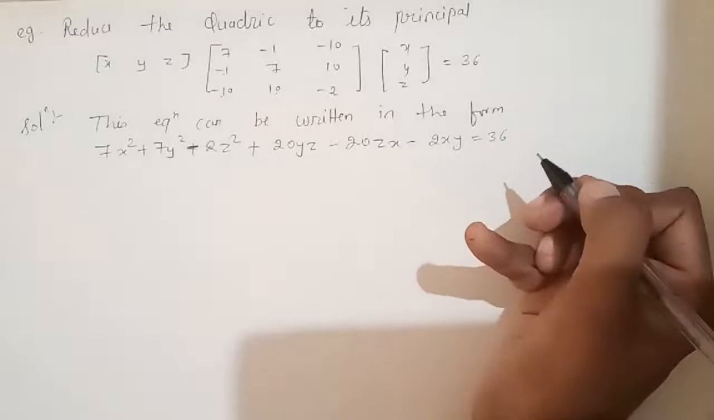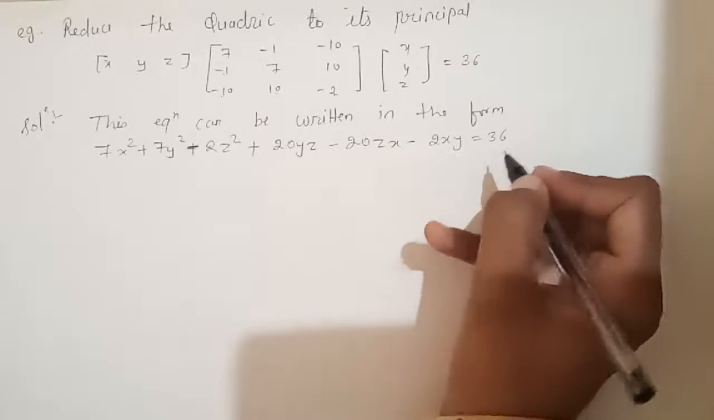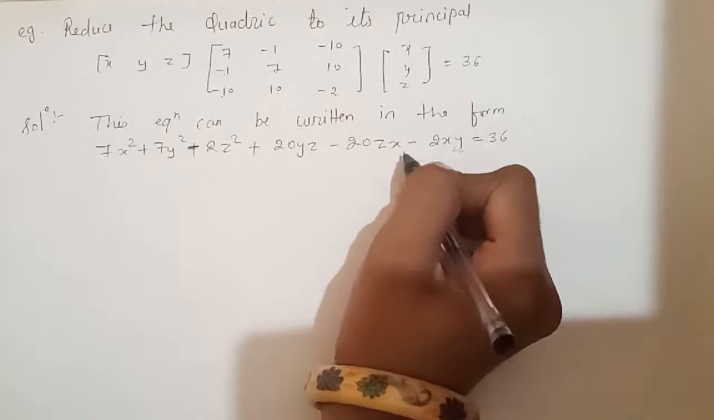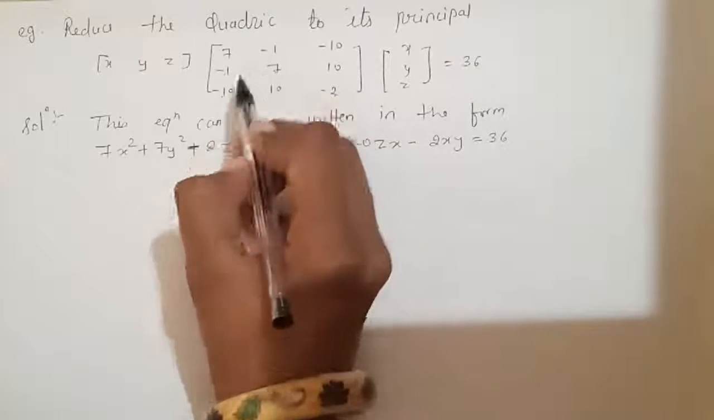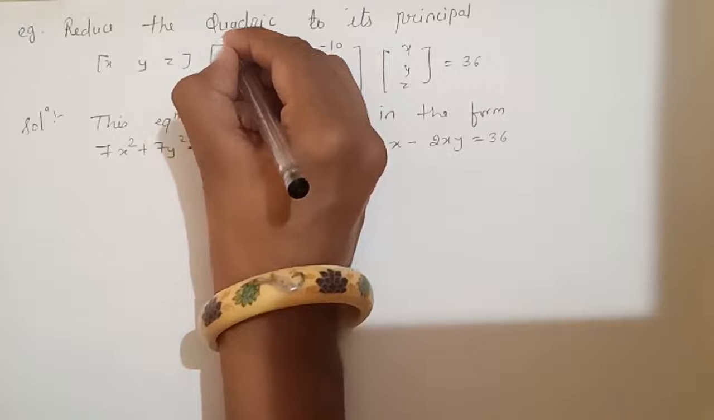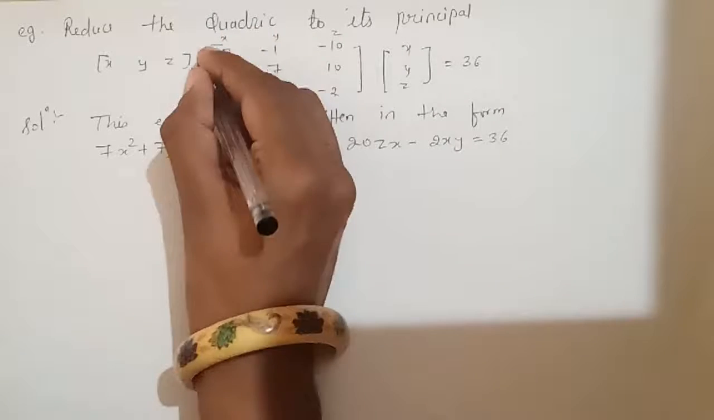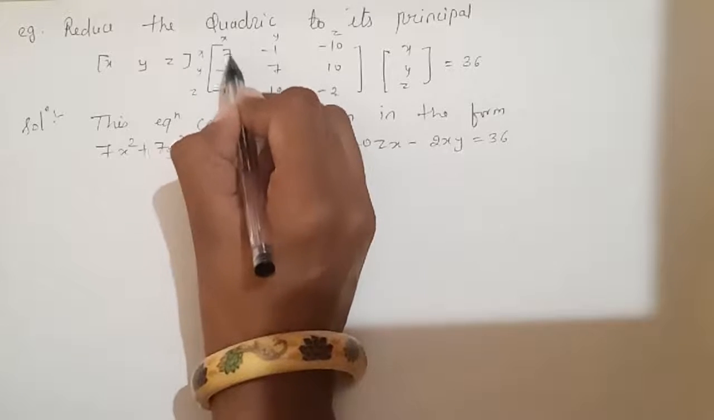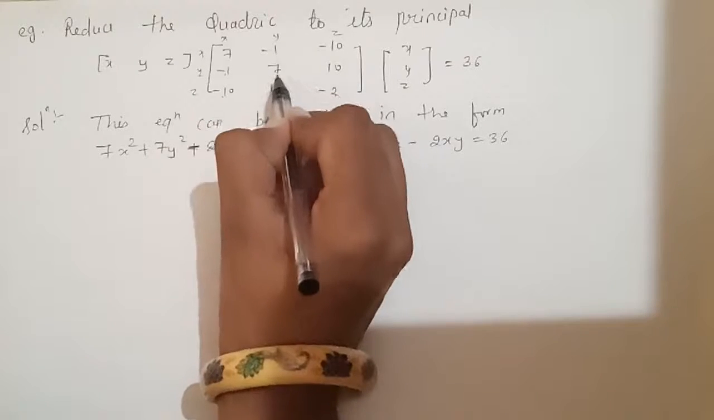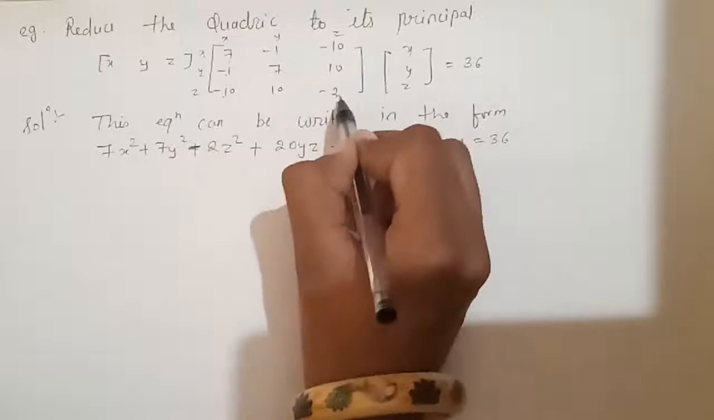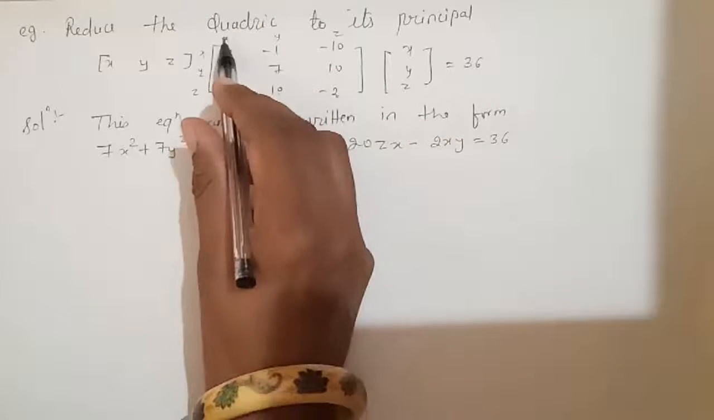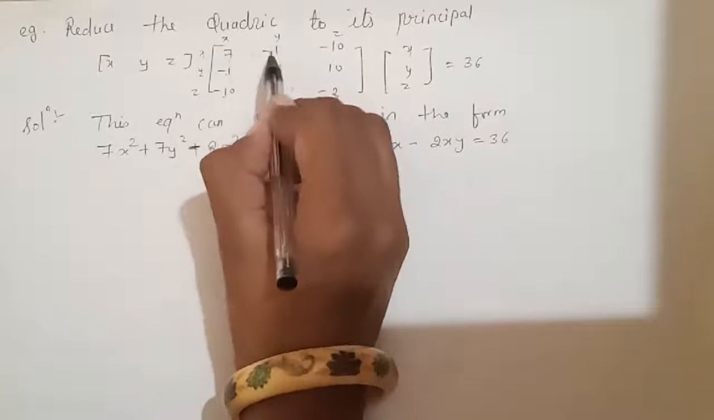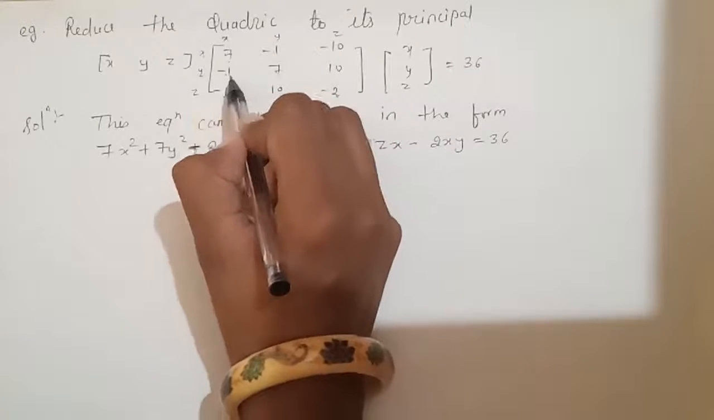So how am I writing this? One simplest way is to multiply all the matrices and find this equation. The other way, you can write x, y, z, again x, y and z. So x and x is the coefficient of x square, y and y is the coefficient of y square, z and z is the coefficient of z square. So 7x square plus 7y square minus 2z square. Again this is the term for xy, and this is also a term for xy.